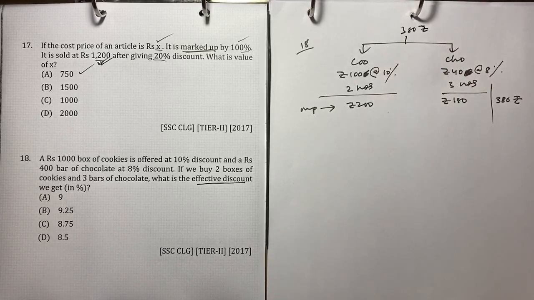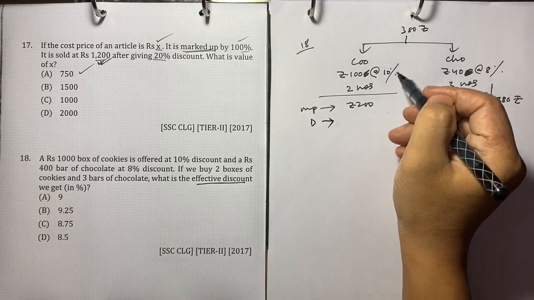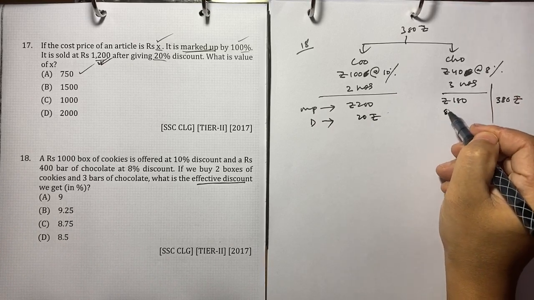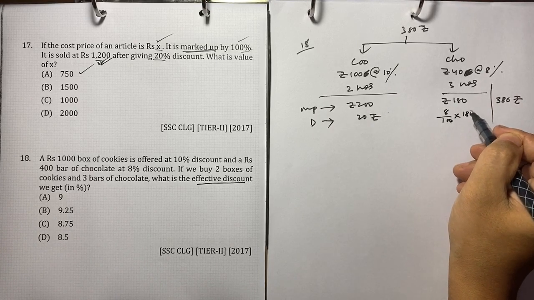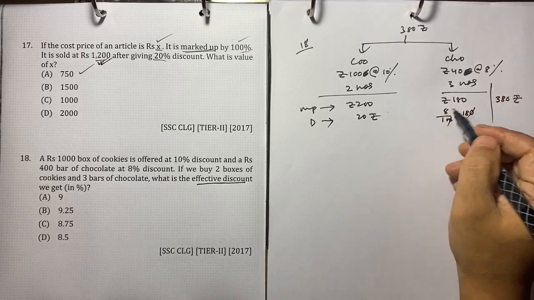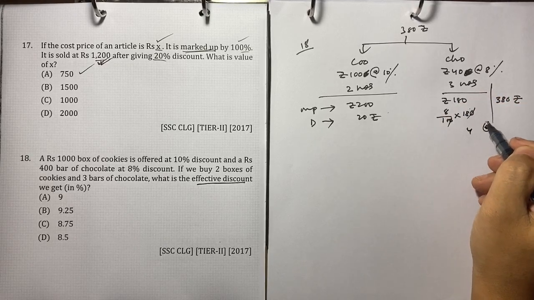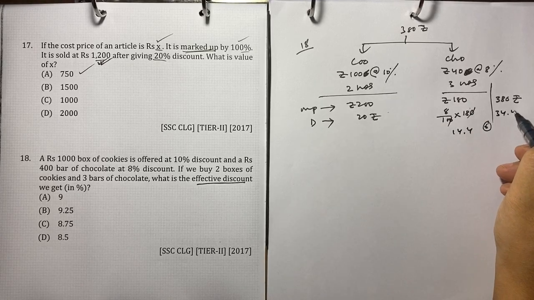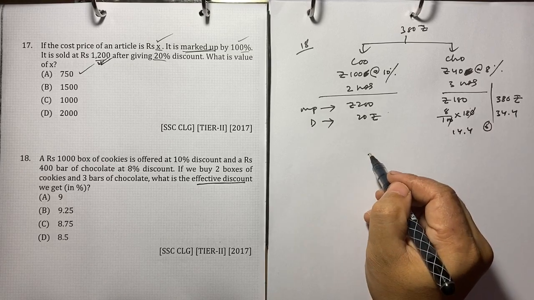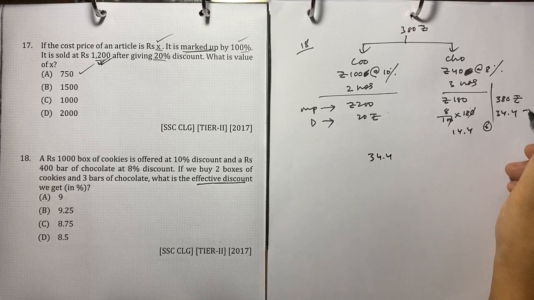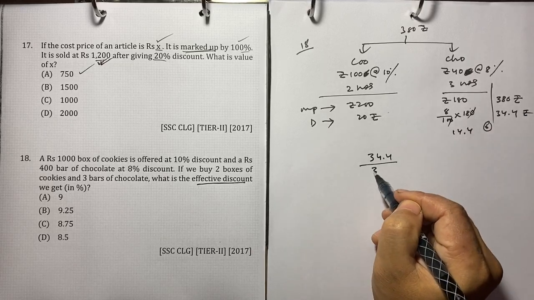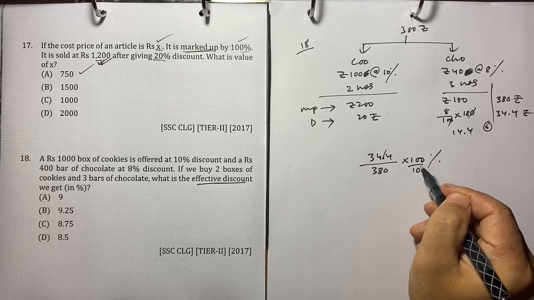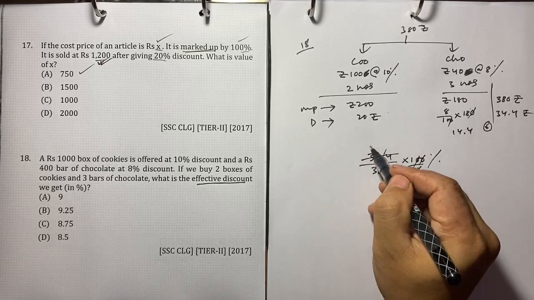Now calculate the discount. 10% of 200 is 20 rupees. For chocolate, 8% is 8 by 100 into 180, which is 14.4. So the total discount is 34.4. Now we find its percentage: 34.4 divided by 380 into 100%.